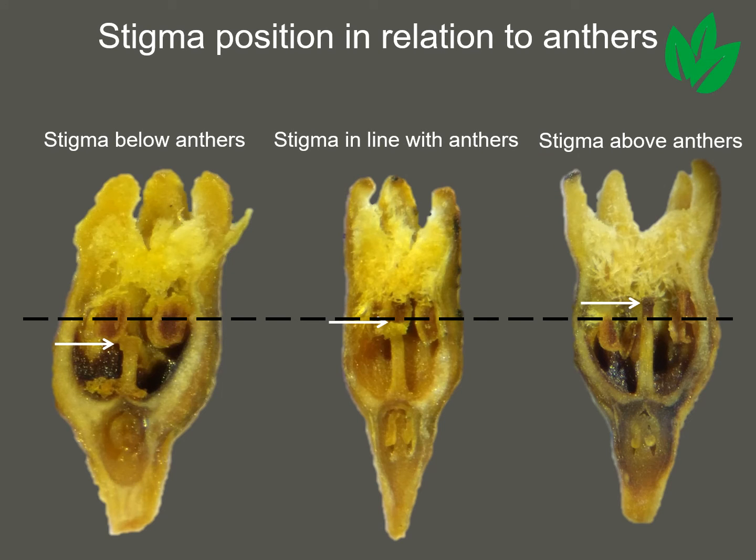Another character relating to the style that you might come across is the position of the stigma in relation to the anthers. Although this character can be quite variable within a species, I thought it would just be good to show the different placements. So whether the stigma is placed below the anthers, in line with the anthers, or above the anthers.